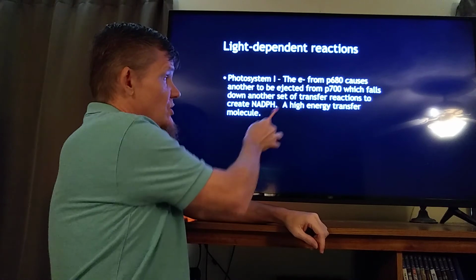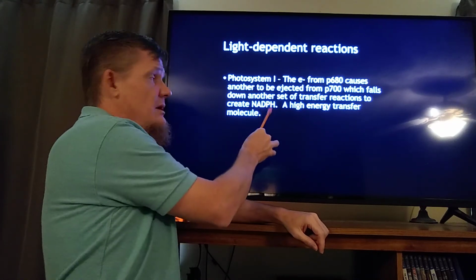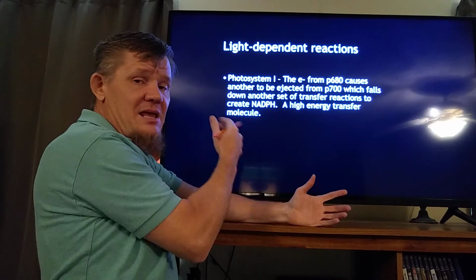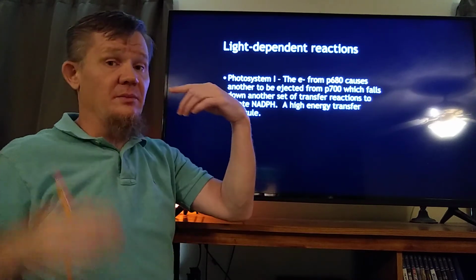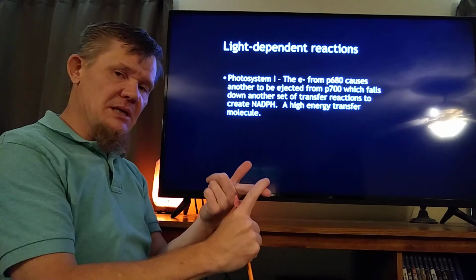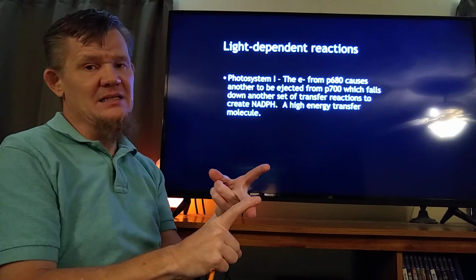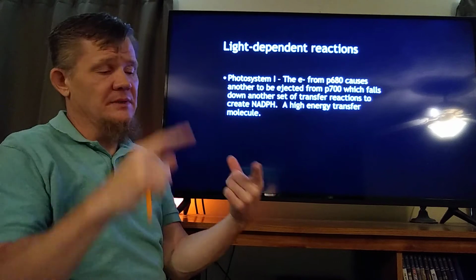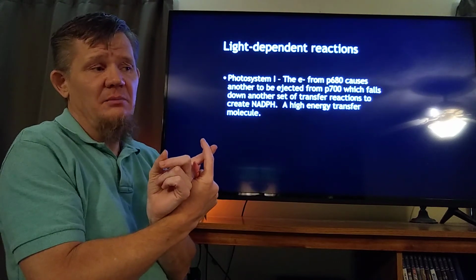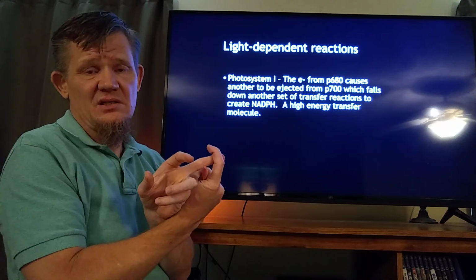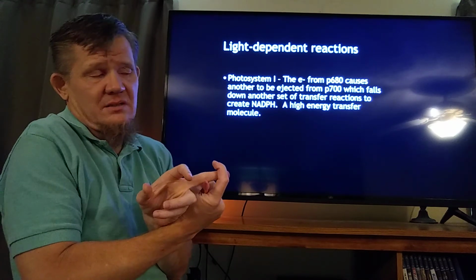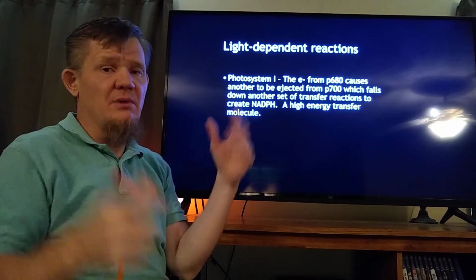And some of that energy is going to come from this molecule right here that we're making at the end of photosystem 1. So there are two energy products from the light reactions, and that's ATP and NADPH. And it's easy to remember. ATP is only made by photosystem 2. That's its only energy product. NADPH is only made by photosystem 1. It's its only energy product.